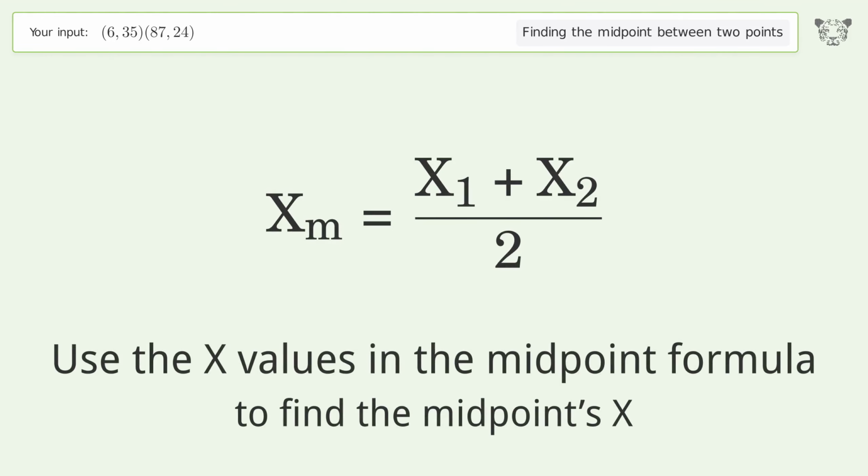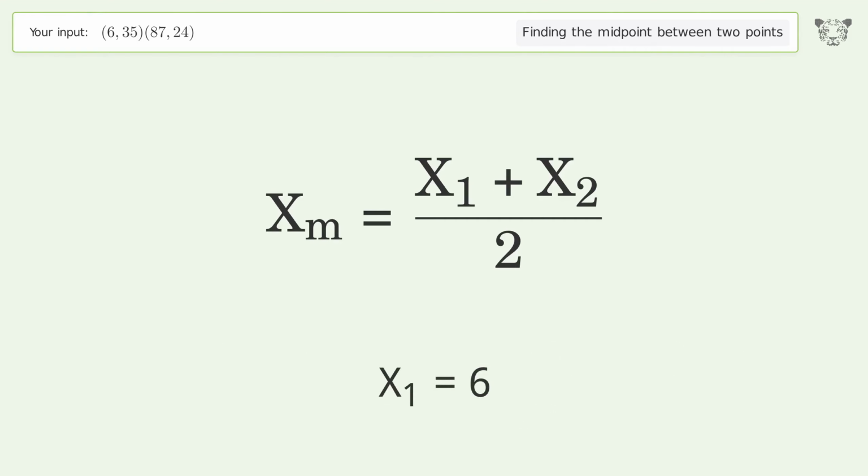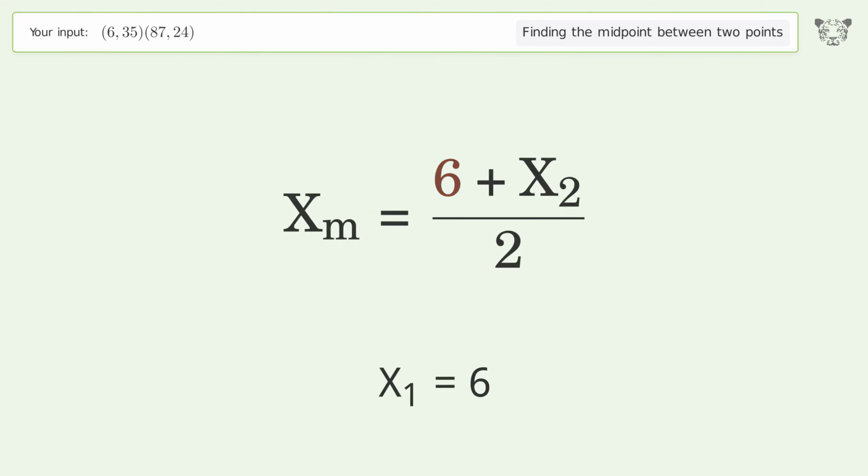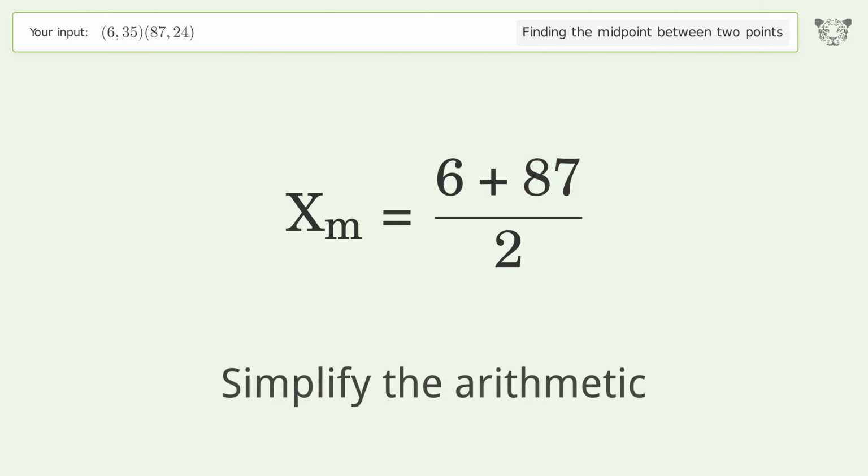Use the x values in the midpoint formula to find the midpoint's x. x1 equals 6. x2 equals 87. Simplify the arithmetic.